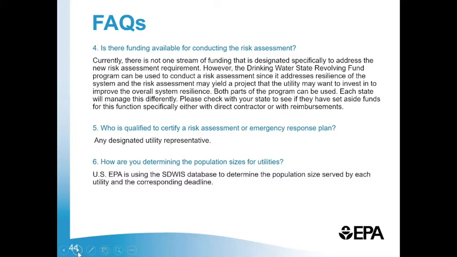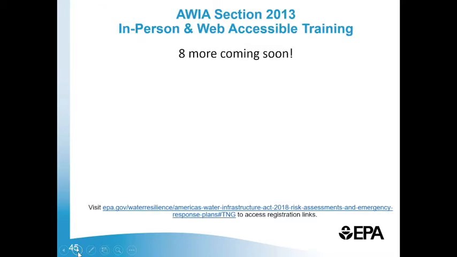There's no other requirements. And then finally, how do we know what your population size is? So what we're doing is we're using the CIWS database information to determine your population size. So this law was signed October 23rd, 2018, which was the 4th quarter of 2018. So the CIWS database information that we have for your population during the 4th quarter of 2018 is what we're using to determine what your population category is, so that we'll know what your corresponding deadline may be.